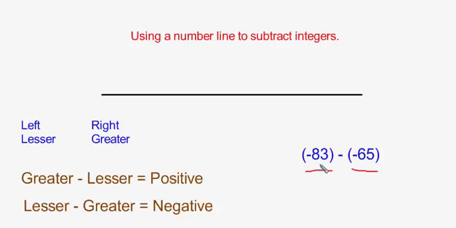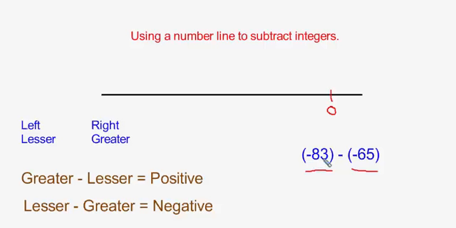In this example, I have a negative integer and I'm subtracting off another negative integer, so I need to find the difference between these two. The fact that they're both negative makes me think it would be a good idea to put my 0 over here to give me lots of room to the left, since both the numbers are going to be to the left of 0 because they are negative.